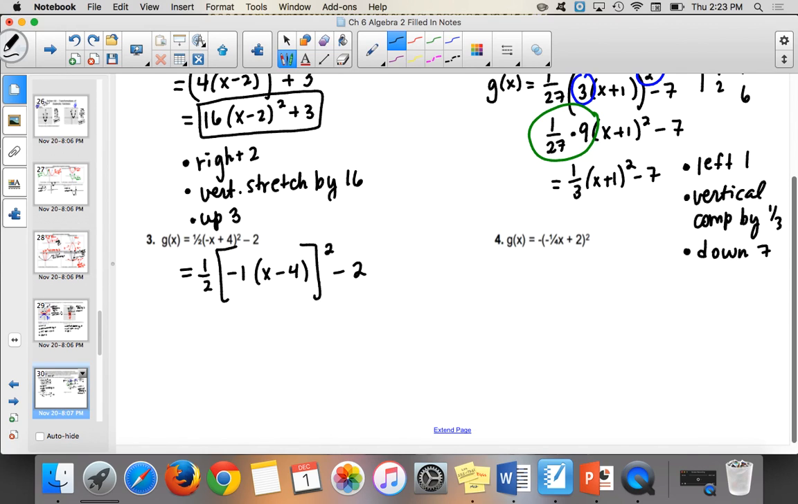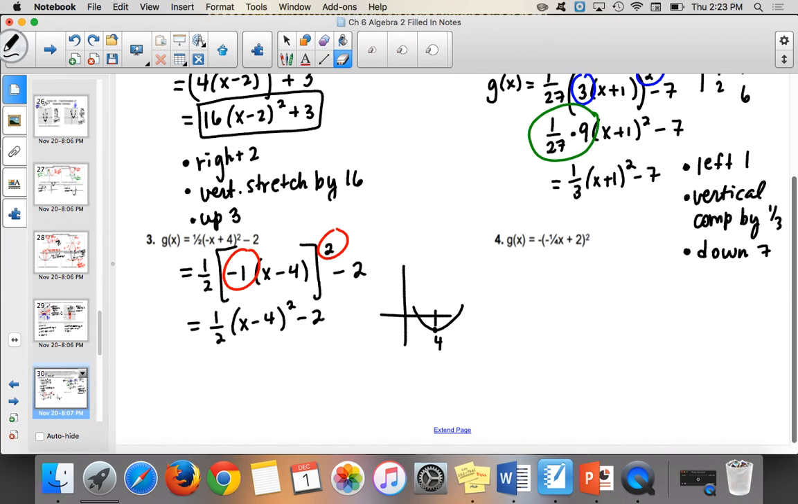So negatives you have to pull out as well. If I have a negative and I square it, it actually becomes a positive. So it becomes 1/2, and then I have x minus 4 squared minus 2, like that. So that negative really didn't do much, but it did do something because it changed that positive 4 into a negative 4, right? So it actually starts over here, right 4, and then it starts down 2 as well. And then it's a 1/2, so it's kind of a flatter one. So that's the shape for that one.